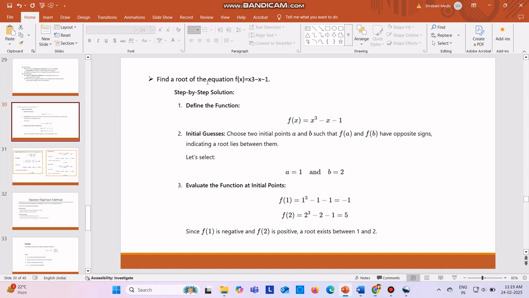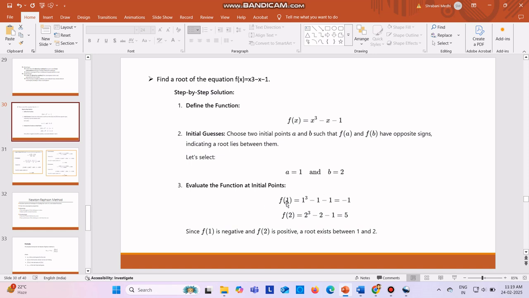Here we have the equation f(x) = x³ − x − 1. We will try to find the root of this equation using the Regula Falsi method. The first thing is to find the two initial points a and b such that f(a) × f(b) is less than 0, that is, they have opposite signs. So let us take a = 1 and b = 2.